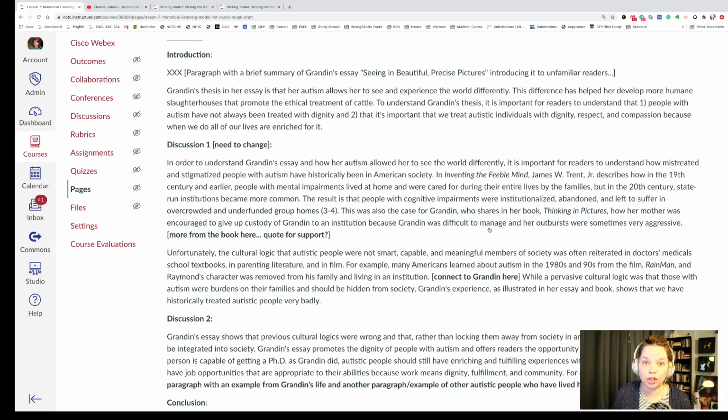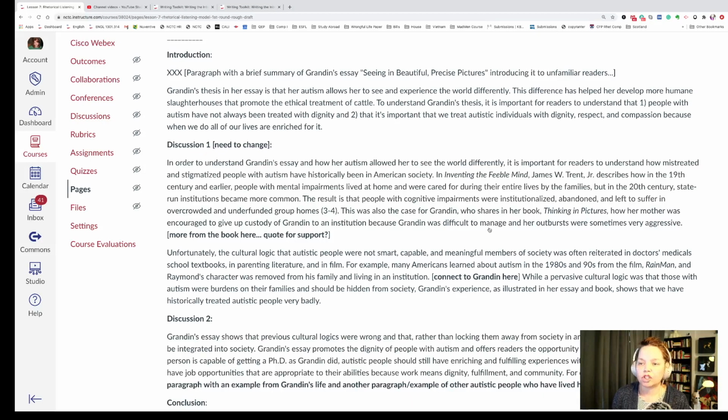So for discussion 2, I got started on it, just a little bit. Grandin's essay shows that previous cultural logics were wrong, and that rather than locking them away from society in institutions, autistic people should be integrated into society. Grandin's essay promotes the dignity of people with autism and offers readers the opportunity to see how, while not every autistic person is capable of getting a PhD as Grandin did, autistic people should still have enriching and fulfilling experiences with families and friends.